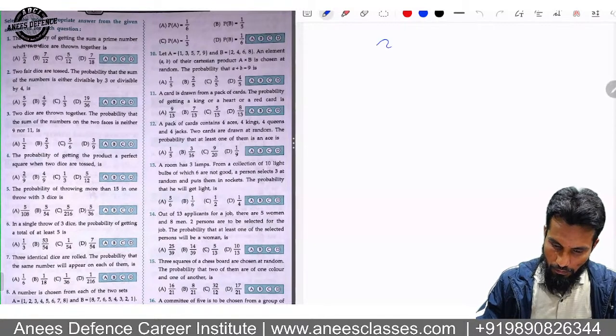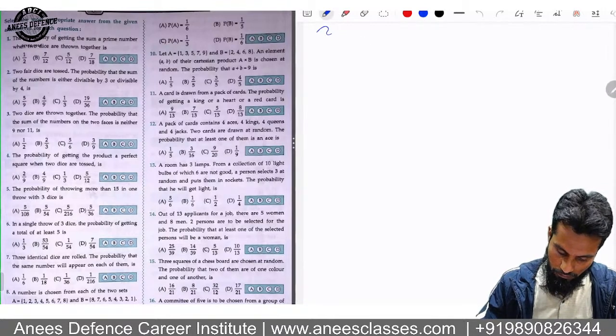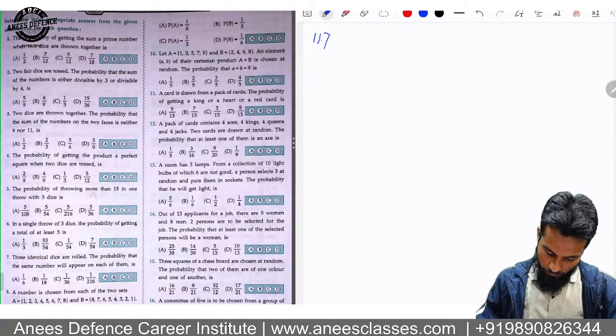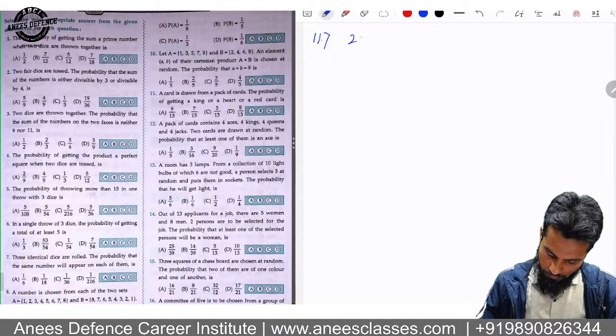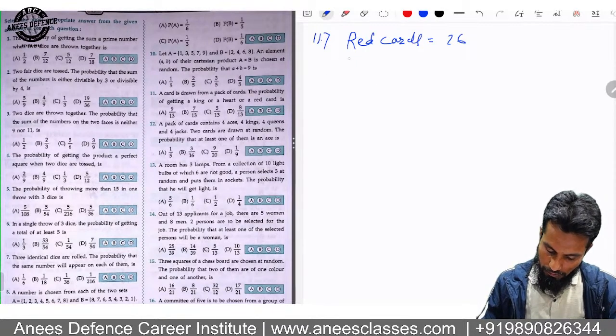First, you should know the event. How did you get 28? First, discuss that. Question number 11. Red cards are a total of 26. And "or" means addition is there. Hearts, other than red cards, how many hearts will you get? 2 more hearts from black cards will also be there. So you can write hearts other than red cards, you will get 2 from black.